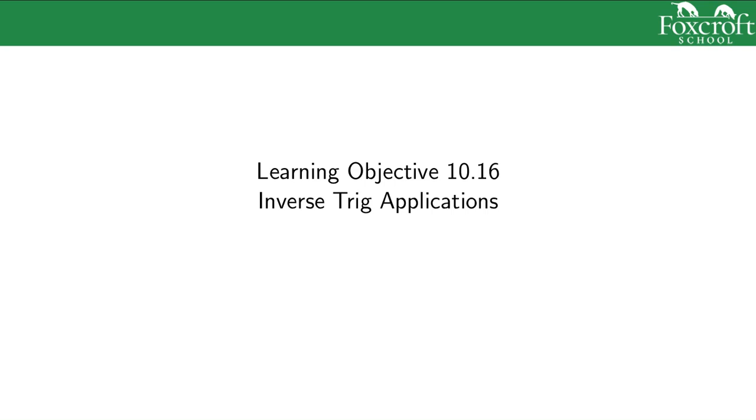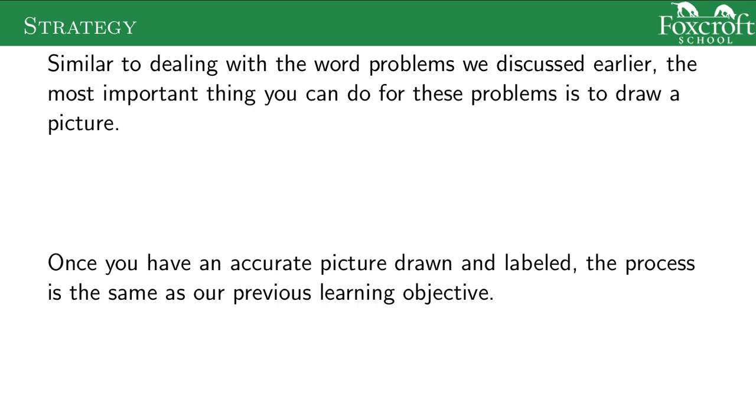In this learning objective, we're going to do some more word problems with trig functions, but these ones we're going to be looking for an angle, so we're going to need inverse trig. Again, the strategy really for these ones is just draw a picture, and if you have a picture drawn, then it's the exact same as our previous learning objective. So just read through the question, draw the picture, figure out where your right angle is, what you're looking for, and then just use SOH-CAH-TOA after that.